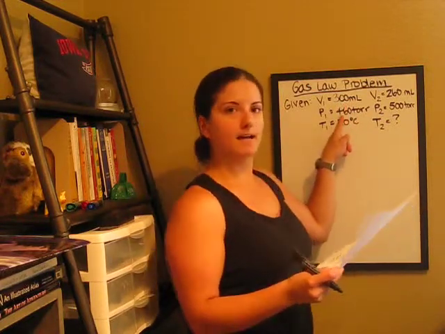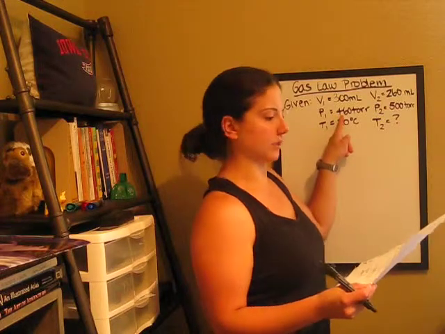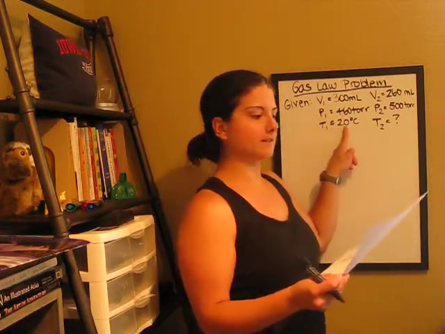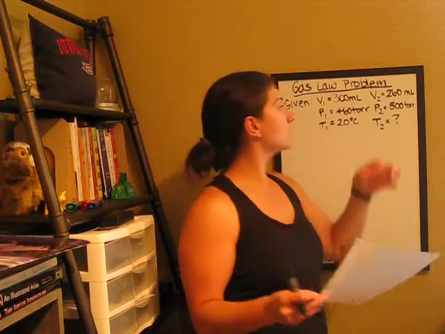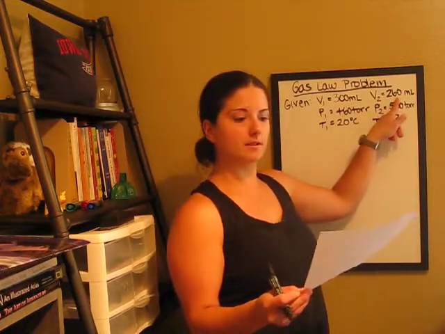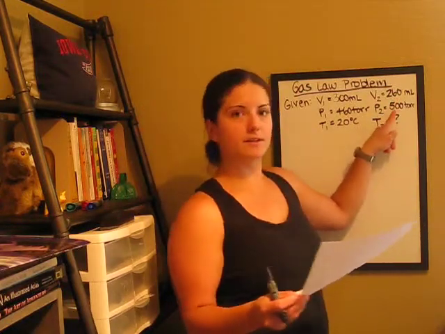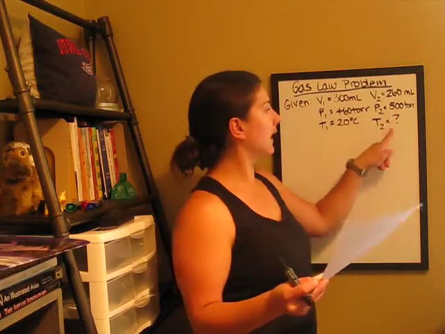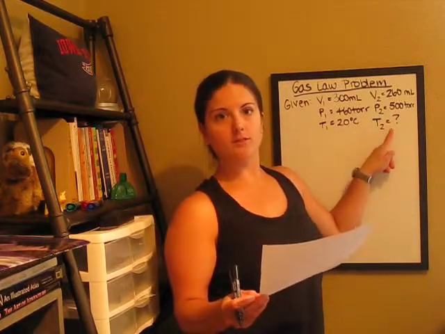that's initially at a 460 torr pressure and a temperature of 20 degrees Celsius. It's then compressed into a smaller volume of 260 milliliters, and the pressure increases to 500 torr. And we're asked to solve for the temperature here, the new temperature.